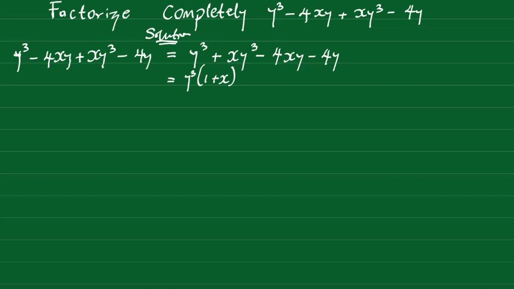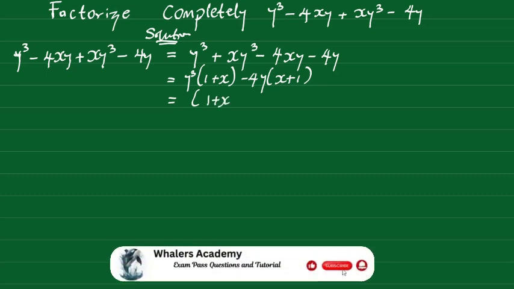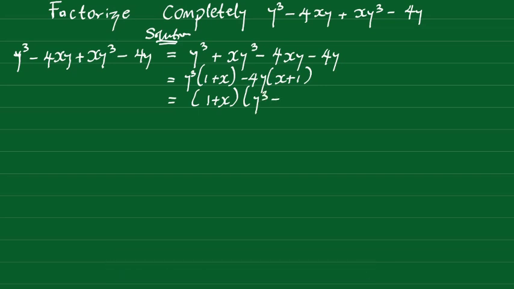Now we're left with minus 4xy minus 4y. Now factor out minus 4y. So we're left with bracket open, x plus 1, bracket close. This ends up giving us bracket open, 1 plus x, bracket close, bracket open, y raised to power 3 minus 4y, bracket close. However, we need to note that it is very possible for us to further factorize what we have within our second bracket.